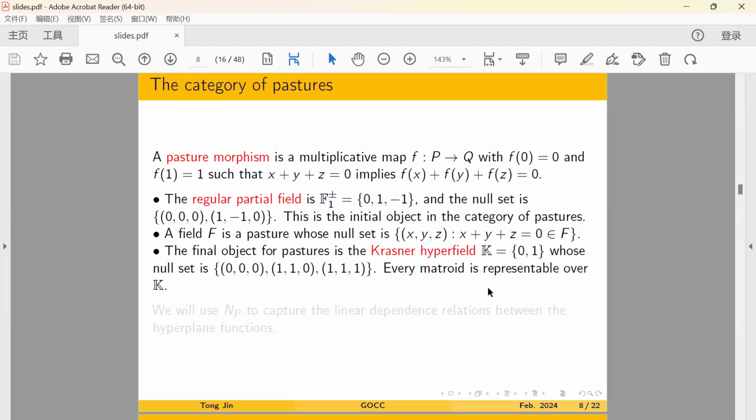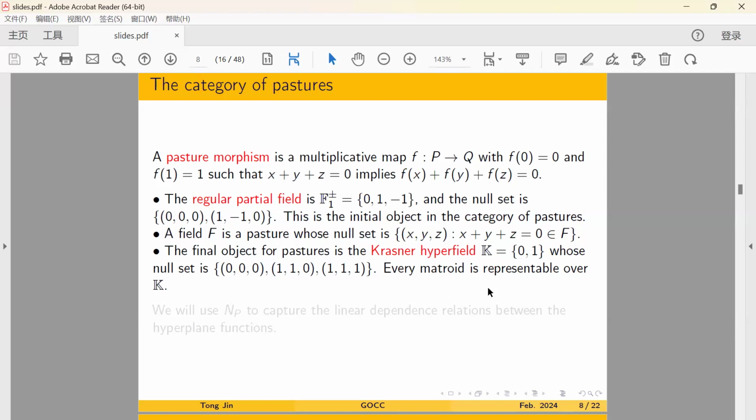And if we go back to the classical theory, if we study a field F, then every field F is naturally a pasture with the same set F. And the null set is given by x, y, z, where x plus y plus z equals 0 as an element of the field F.